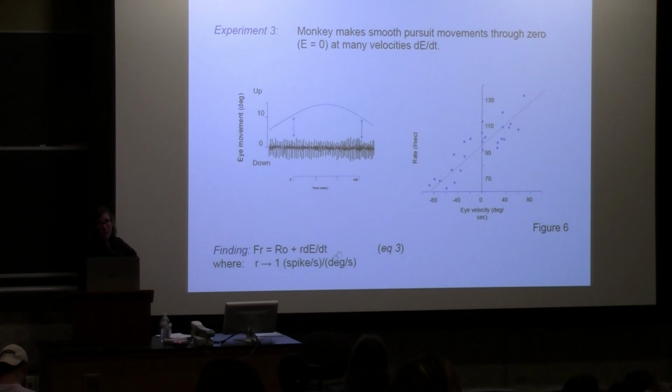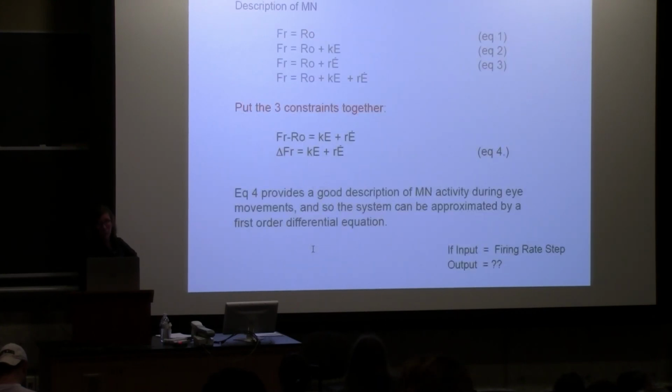So then we build the second part of this, or the final part of this model, where firing rate is now proportional to some constant times this eye velocity term. So we can put all these together, and based on these three constraints, we end up with this final relationship where firing rate is some resting discharge plus an eye position term plus an eye velocity term. And this provides a really good description of motor neuron activity during all types of eye movements.